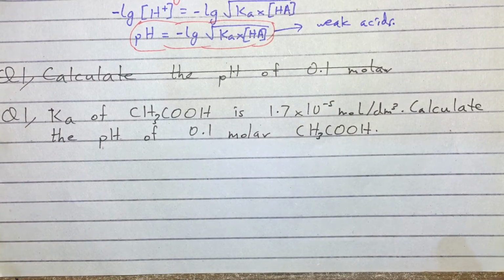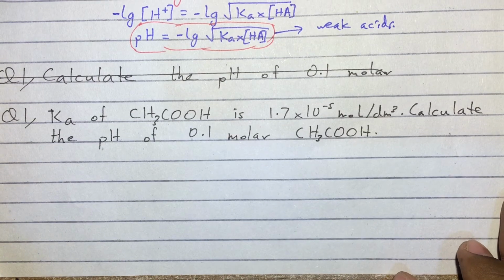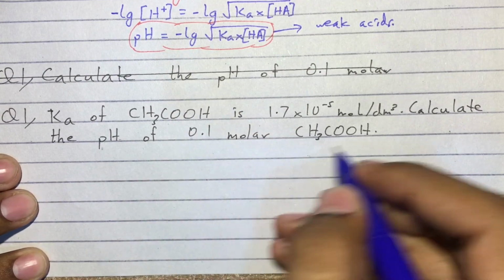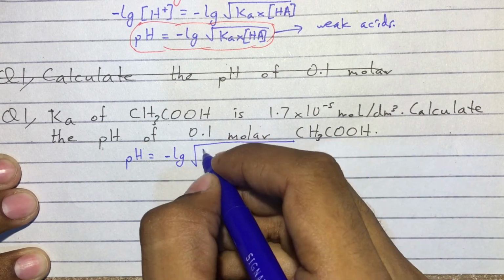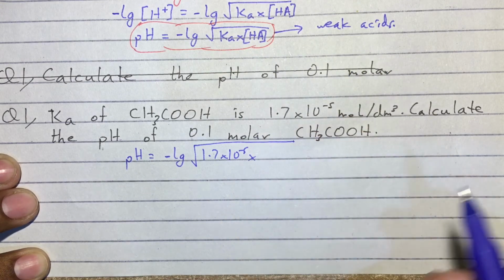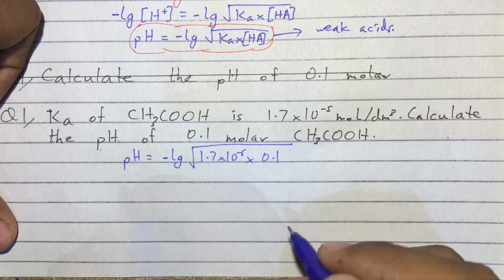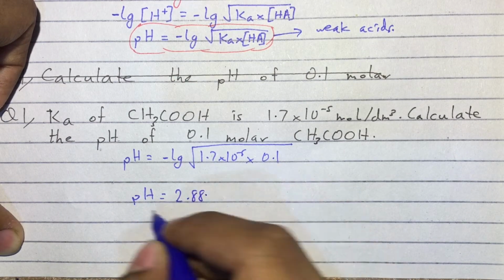Now we have a question over here. Ka of ethanoic acid is given. Calculate the pH of 0.1 molar ethanoic acid. So we'll use this equation. pH is equal to negative log root of Ka, which is 1.7 times 10 power negative 5, times the concentration of the acid, that is given as 0.1. So 1.7 times 10 power negative 5 into 0.1, and so pH is equal to 2.88.